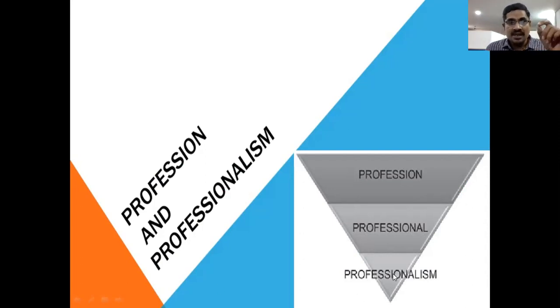Professionalism means skills, abilities, capabilities, capacities, talent, experience, qualifications, etc. of a particular professional or a job holder for doing his job, for doing his work. That type of skills, abilities, capabilities, and knowledge of a professional is called professionalism. So simply, a professional means a job holder.